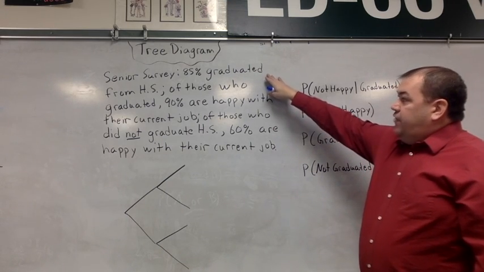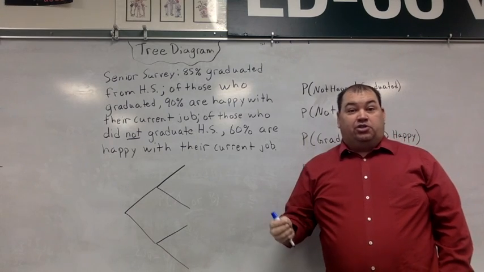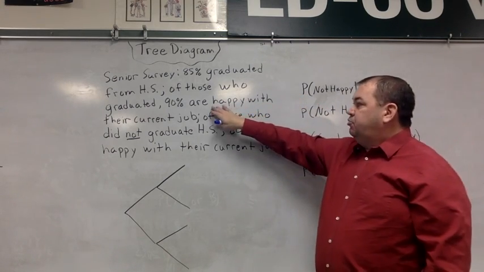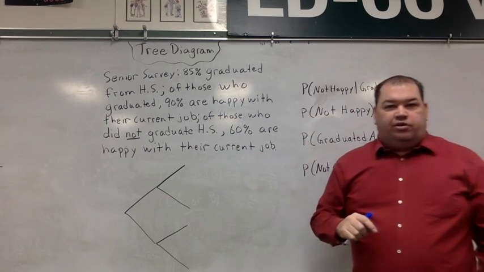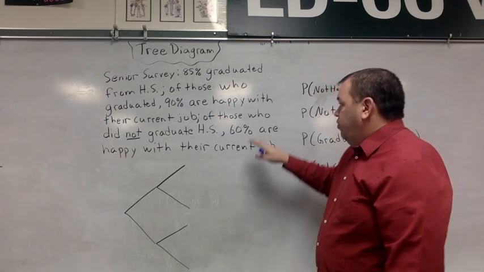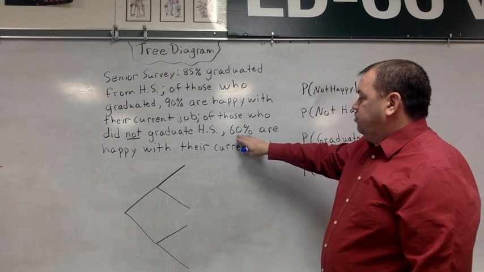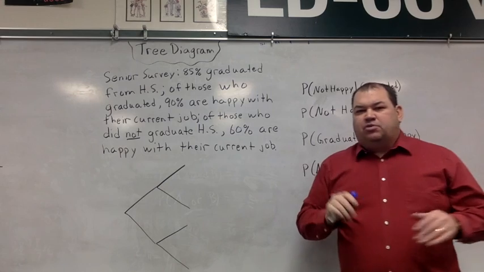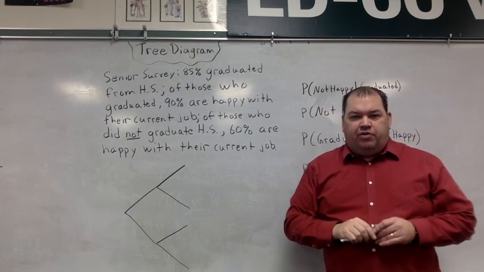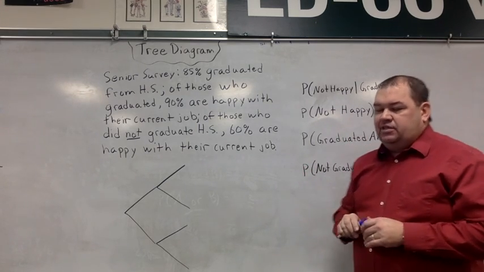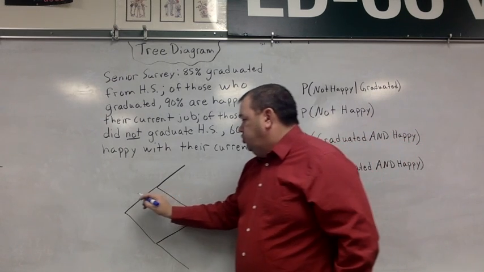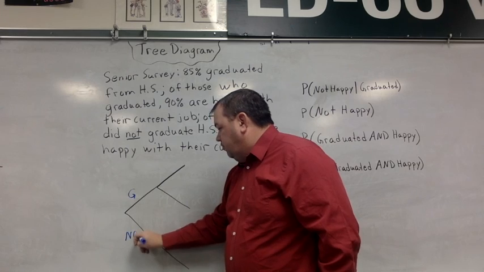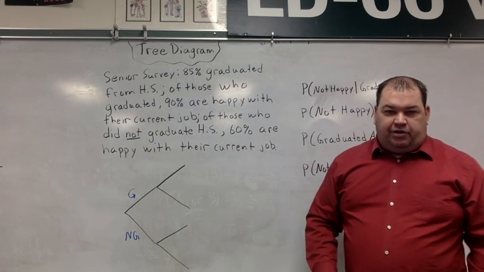It turns out that 85% of those surveyed graduated from high school, and of those who graduated, 90% are happy with their current job. Now, of those who did not graduate high school, 60% are happy with their current job. So there are some holes here, but we can figure this out. So let's try to draw this out. I'm going to start with a G for graduated and an NG for did not graduate.